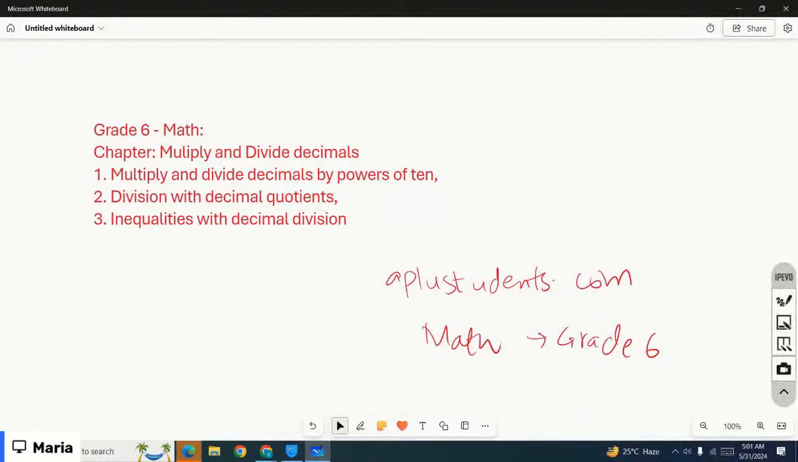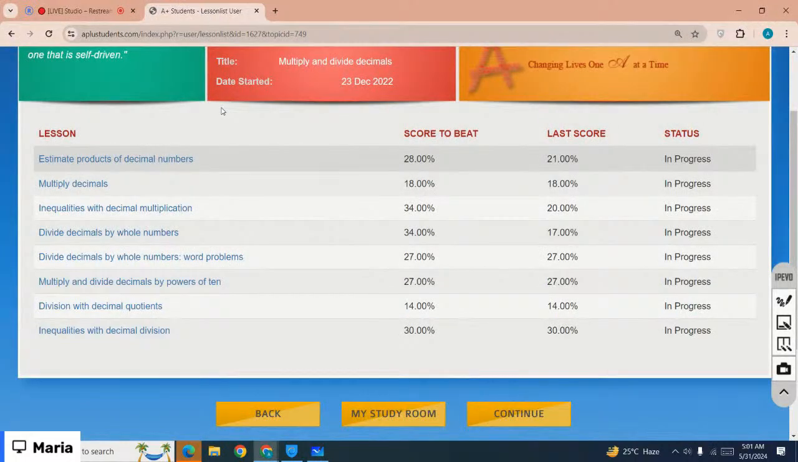We're going to start with the chapter multiply and divide decimals. The lessons we're going to cover today are multiply and divide decimals by the powers of 10, division with decimal quotients, and inequalities with decimal division. Okay, so here I am on grade 6 math. The chapter we're going to start with is multiply and divide decimals. Let's start with the lesson multiply and divide decimals by powers of 10.